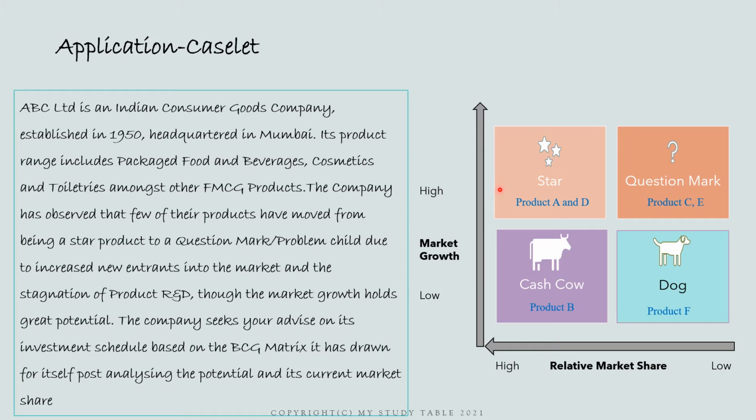So you can just go through these, seeing which products are in which quadrants. So A and D are in the star quadrant, while product B is the cash cow for the company. Products C and E are question marks, and product F is a dog product. Having seen this, let's move on to the possible strategies that the company could make for each of these products.